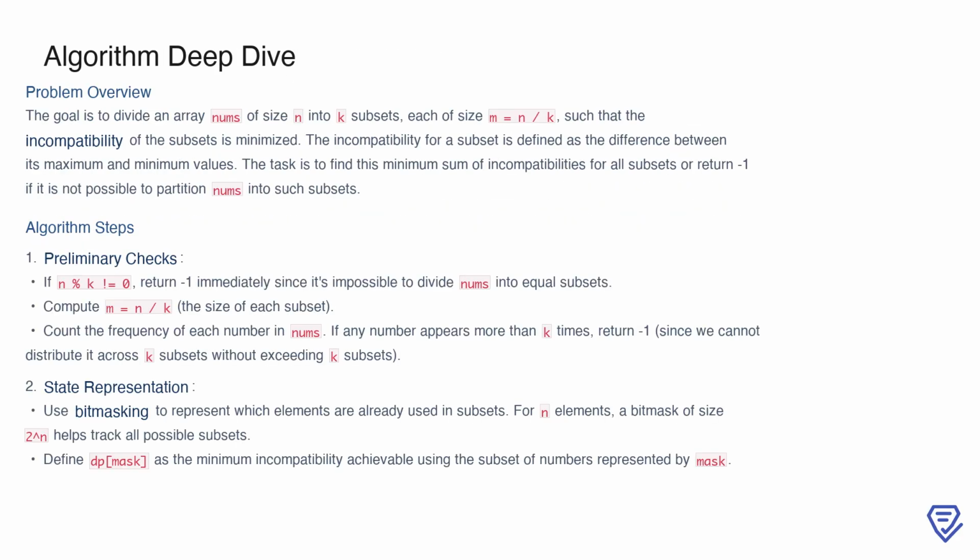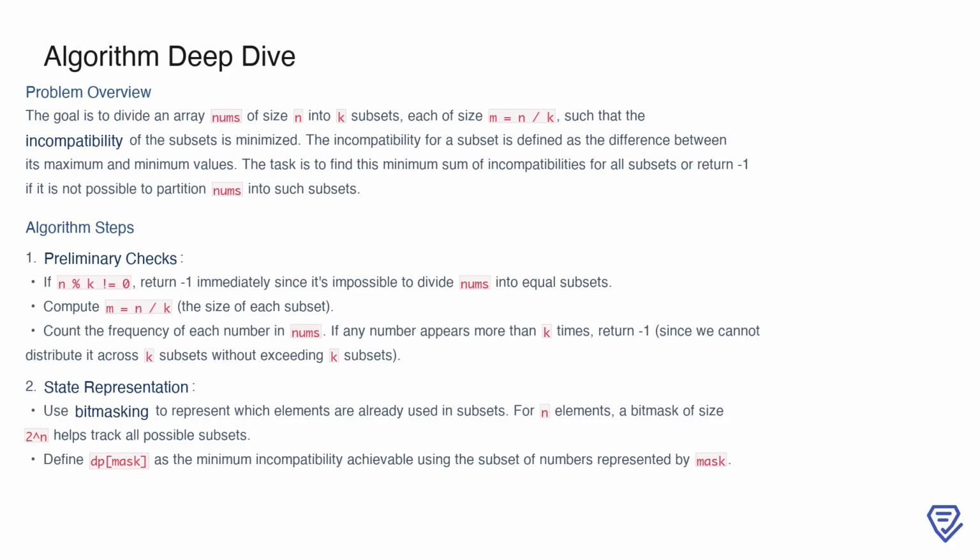The problem requires us to divide an array, nums, of size n into k subsets, each containing m equals n/k elements. The goal is to minimize the sum of incompatibilities across these subsets, where the incompatibility of a subset is defined as the difference between its maximum and minimum values. If it's impossible to partition the array into subsets of size m, such as when n isn't divisible by k, we return -1. To tackle this, we start by conducting some preliminary checks.